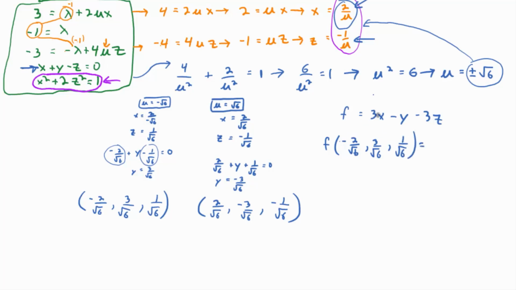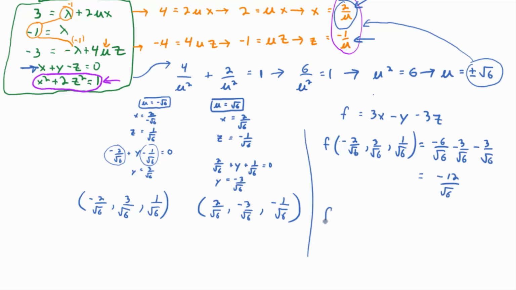So what do we get? 3 times the x, what's that? Negative 6 over root 6, minus 3 over root 6, and then minus 3 over root 6. Did I do that right? Yes, negative 12 over root 6. If you rationalize, it'll look a little nicer, but who cares?